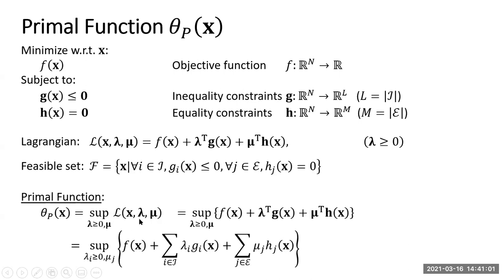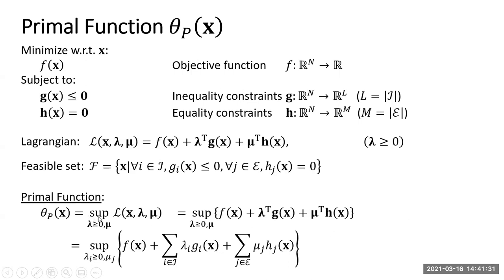And so this is also equal to, just putting in the value of the Lagrangian in terms of f, g, and h, this is theta p of x. And in terms of the scalars, lambda i greater than or equal to 0 and mu j, it's the supremum with respect to them of f(x) plus summation lambda i g i of x plus summation mu j h j of x. So this is the primal function.